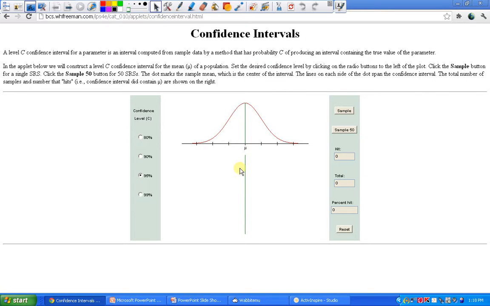So we're going to talk about confidence intervals. Starting off, we're going to look at a 95% confidence interval. We're looking at a normal distribution here with unknown mean. We don't know what the mean is.